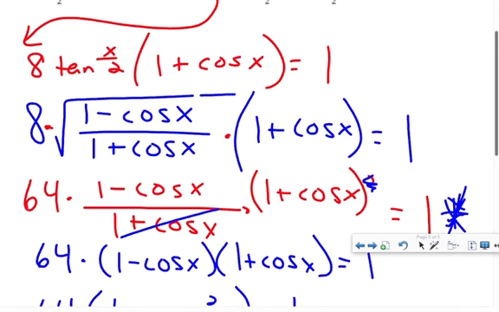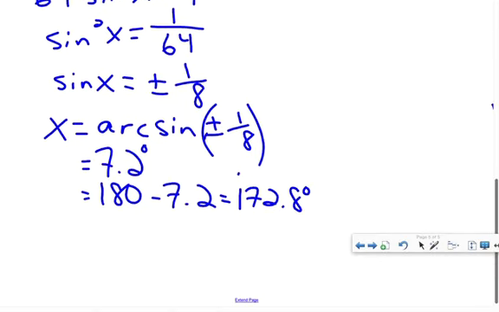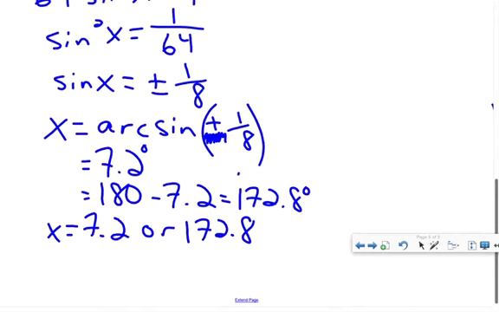So remember from earlier in the chapter that when we square both sides of an equation, and this was true back in Algebra 2 when you were squaring square root equations, you run the risk of getting extraneous solutions. Okay, so down here, we need to disregard the arc sine of negative 1/8, and our only two answers are 7.2 or 172.8.